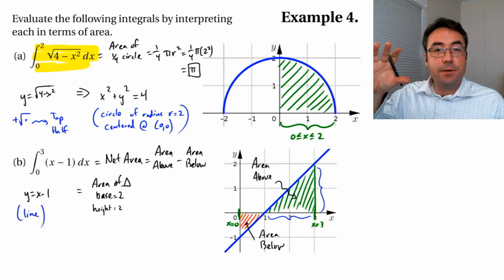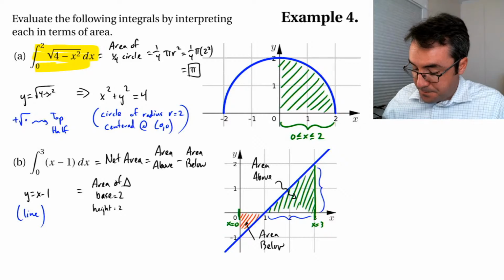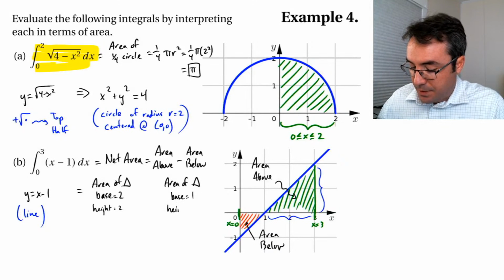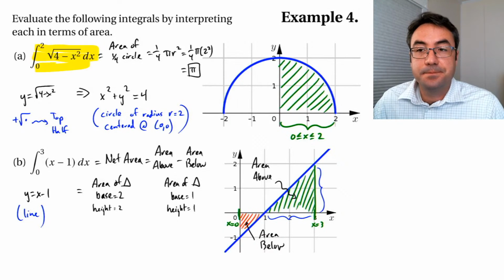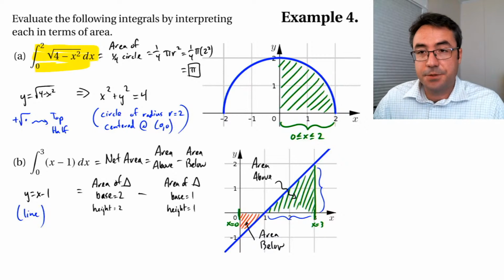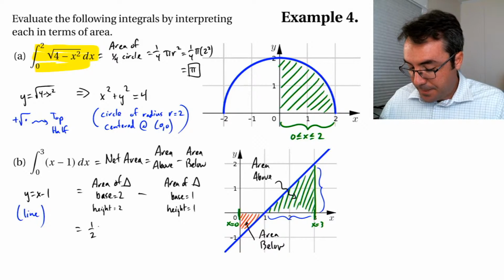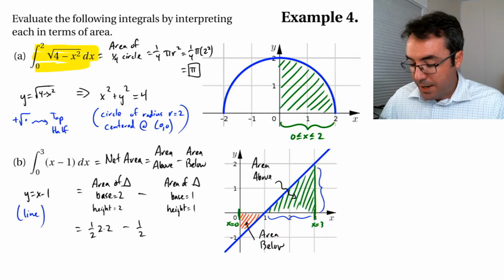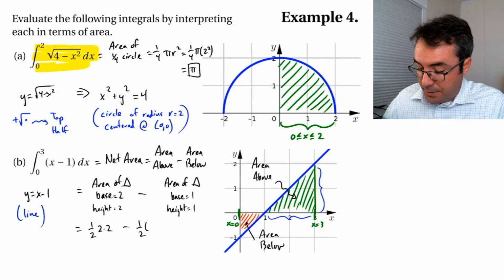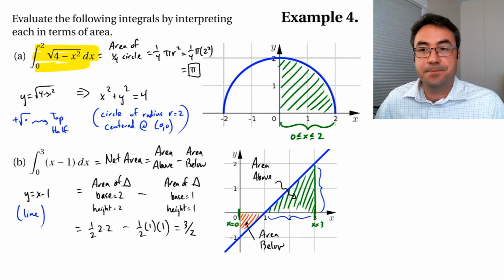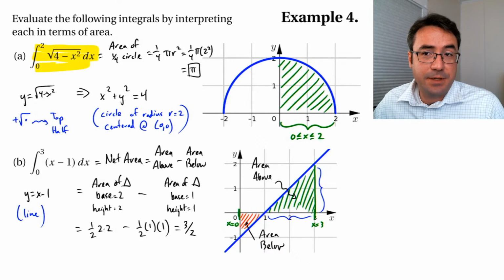And then for that triangular region that sits below the x-axis, we're going to figure out the area for that triangle. There the base is equal to 1 and the height is equal to 1. They don't have to be the same, but in this case they are. And we're going to subtract those two area calculations. So for our first area, it's 1/2 base times height, so 2 times 2. For our second triangle, it's 1/2 base times height, so 1 times 1. And doing the arithmetic there, we end up with 3/2. So that's what the value of this definite integral is.